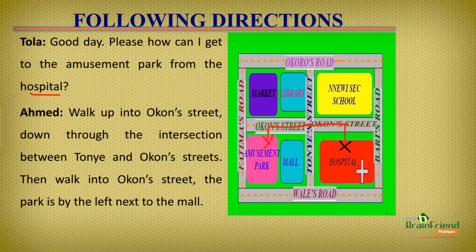Very correct. Now there's another route to the amusement park from the hospital. Let's take a look at it. From the hospital, Tola can walk down into Wale's Road and turn left, walking past the mall, straight to the amusement park by the right.